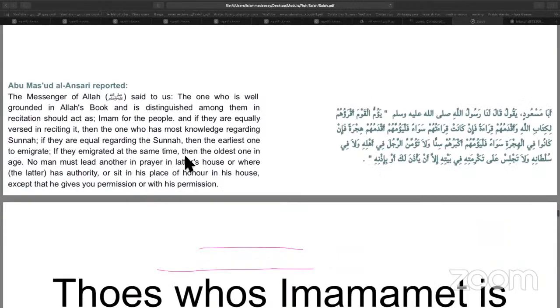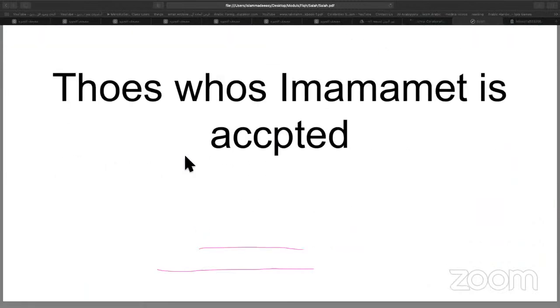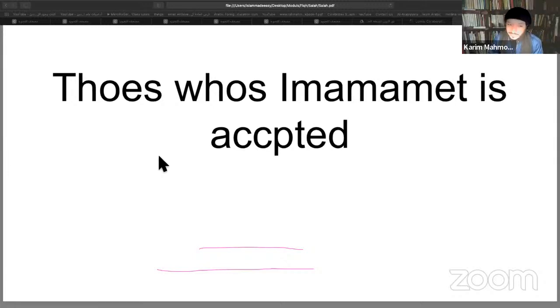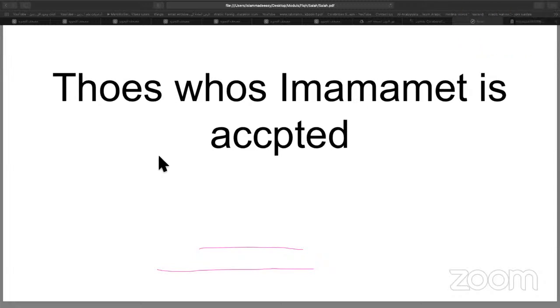Brother Kareem. Yeah. Sometimes, let's say I'm at my friend's house, I sometimes lead the prayer, but they don't tell me. So is that bad that I did that? Wait, what have you done? You led the prayer, but they didn't allow you to lead the prayer? Is that what you mean? They didn't say anything.